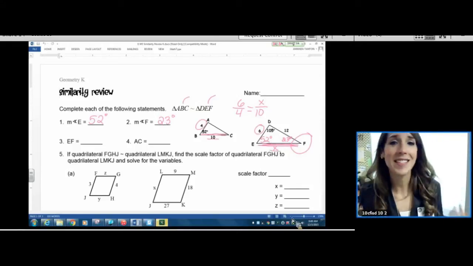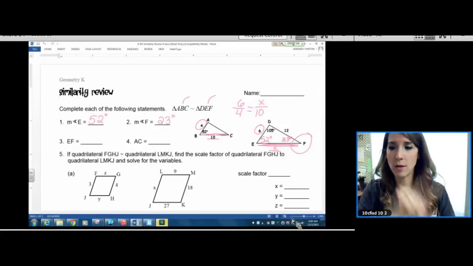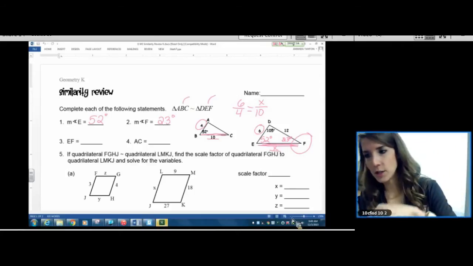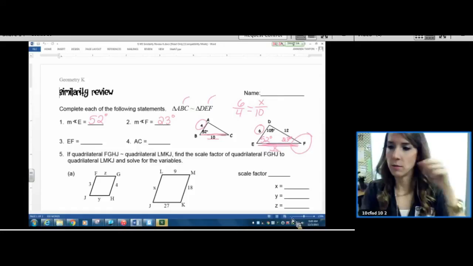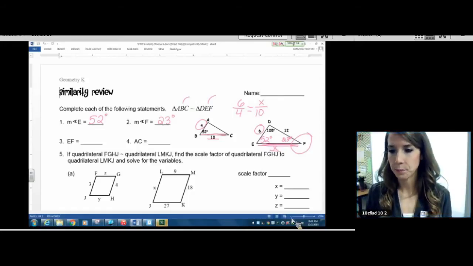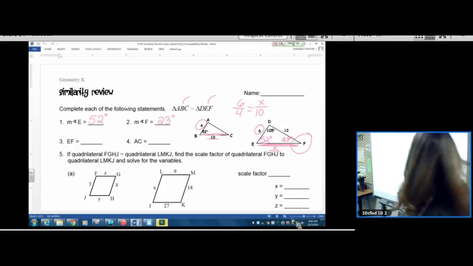Or you can find the scale factor, and you can use scale factor when you go to the larger shape, you'd use the improper fraction, and when you go smaller, you'd multiply by the other fraction. You're going to get 15.